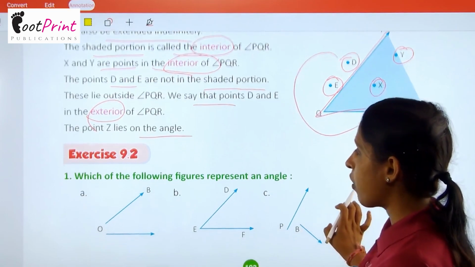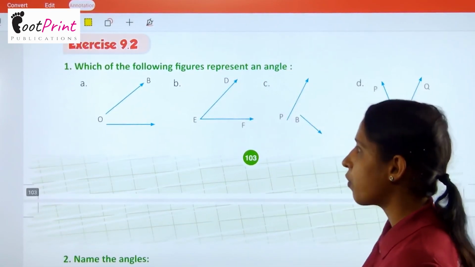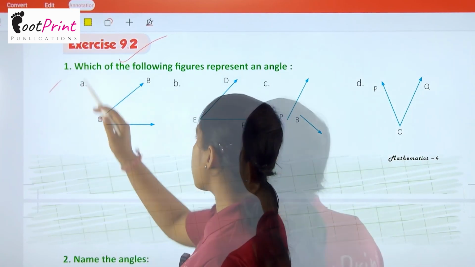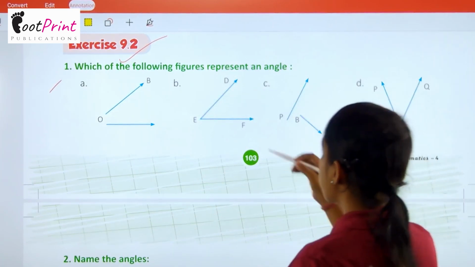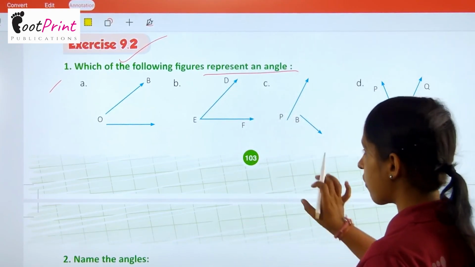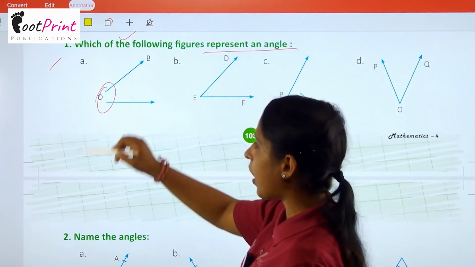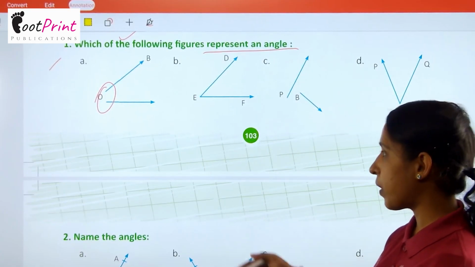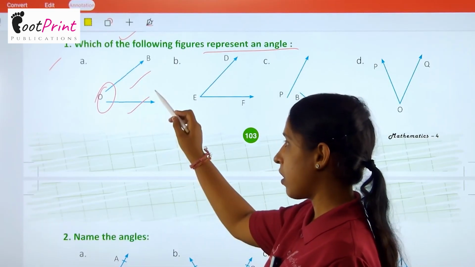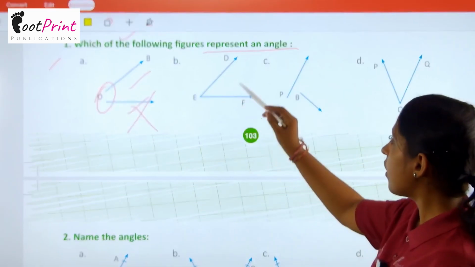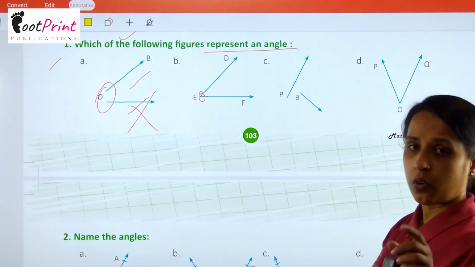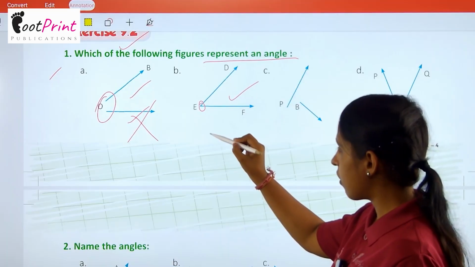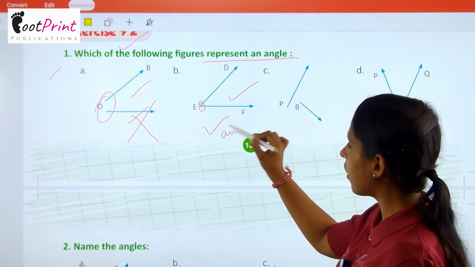Okay, now we will do our exercise on the basis of this concept. Here, exercise 9.2. First question is, which of the following figures represent an angle? Which figure is showing an angle? Here we read that two rays meet at a point, then it will form an angle. But these rays are not meeting. It means it is not an angle. Here, two rays meet on a point, so we can say it is an angle. So yes, it is an angle.